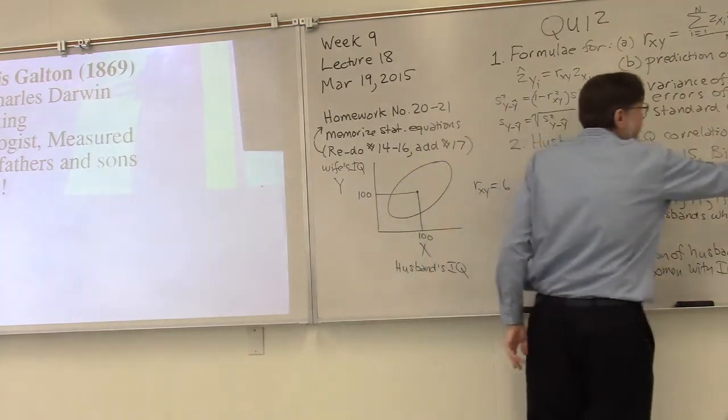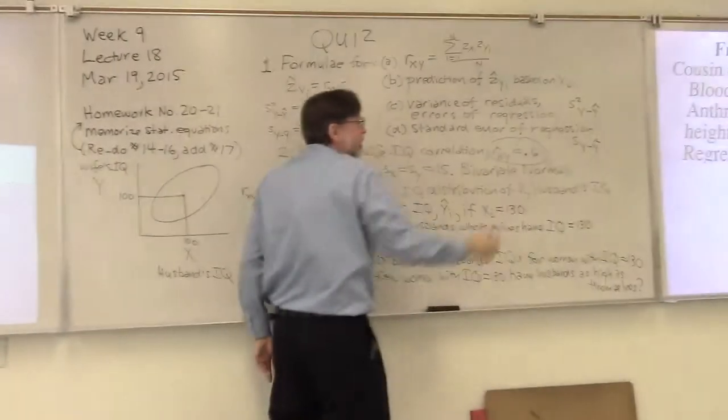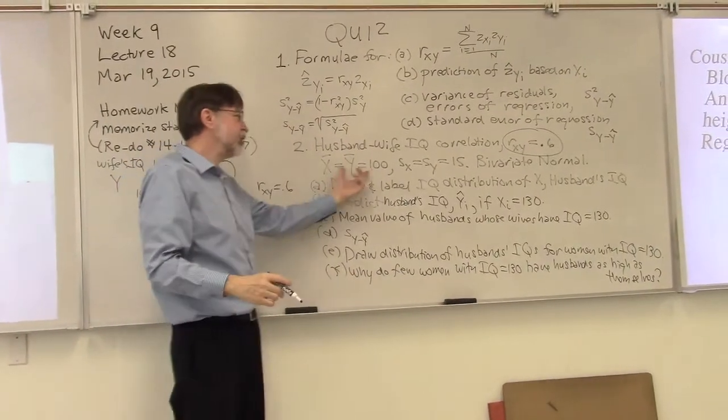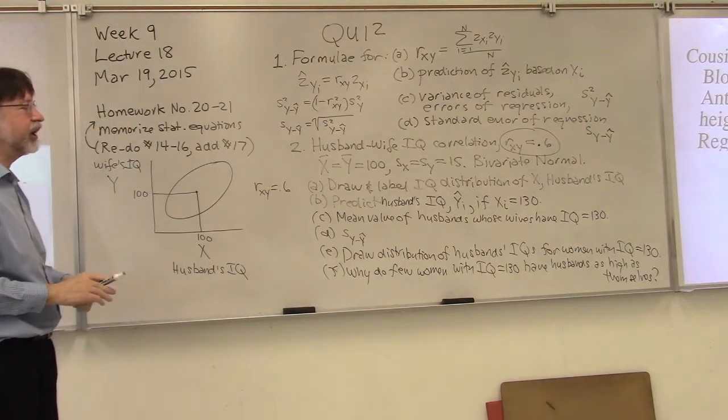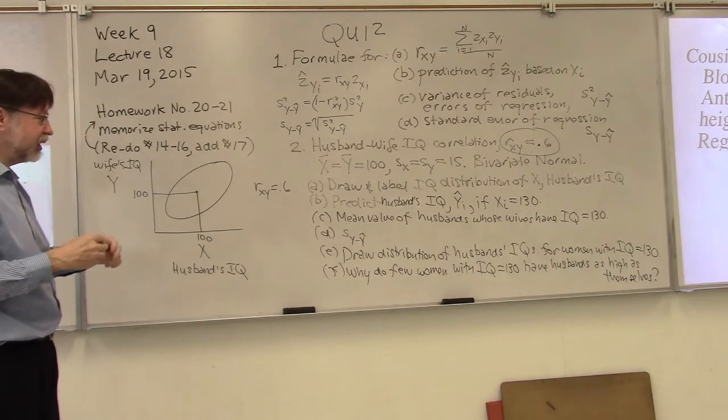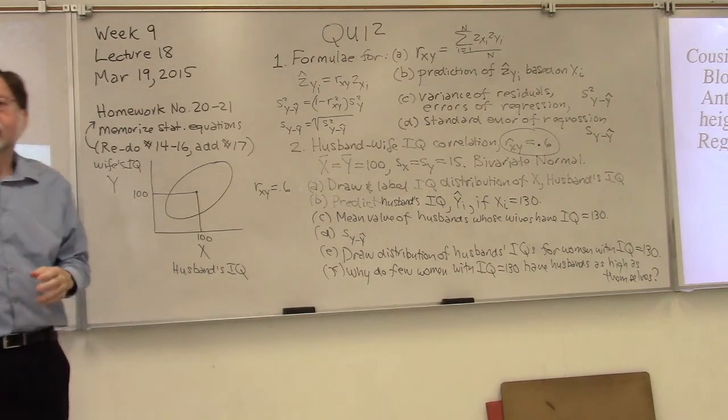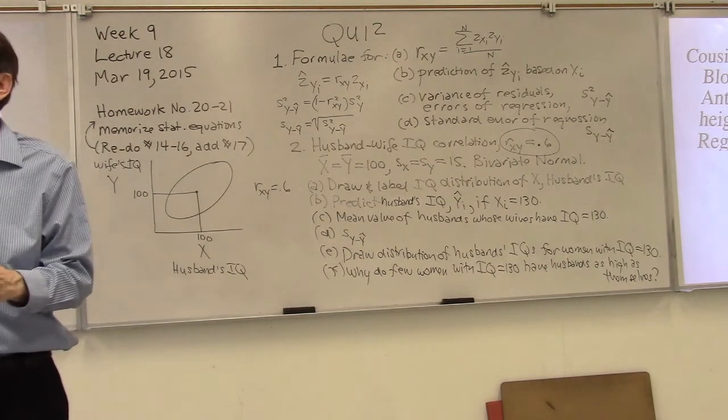This correlation is in fact what it is empirically, so that's an empirical fact. These are empirical facts also. It's bivariate normal, that's an empirical fact. What do we mean by bivariate normal distribution? We mean that it's normal no matter how you look at it.